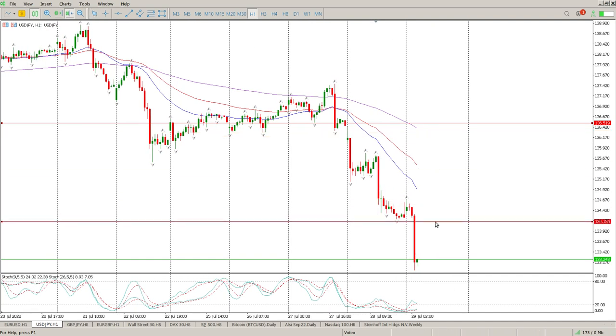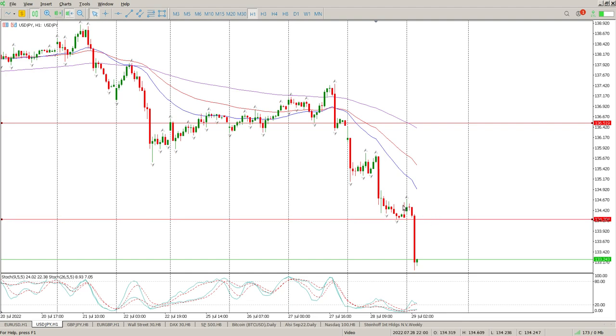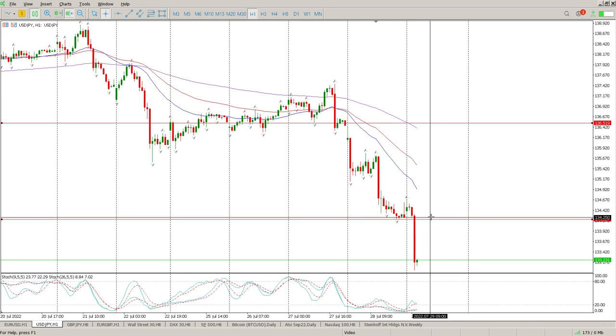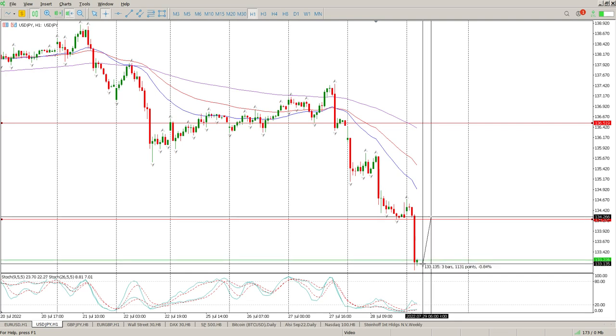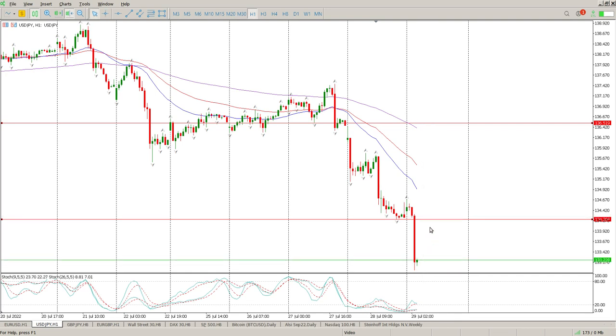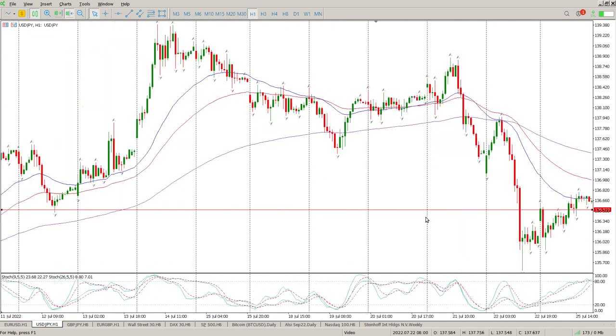Now, our problem at the moment is there's been a pretty big move this morning to the downside. So what's that? 1,000 points, almost 0.8% of a move. This is the closest that I'd be looking at, 134.204. I'd need to see price come back into this area before looking for an opportunity to short.